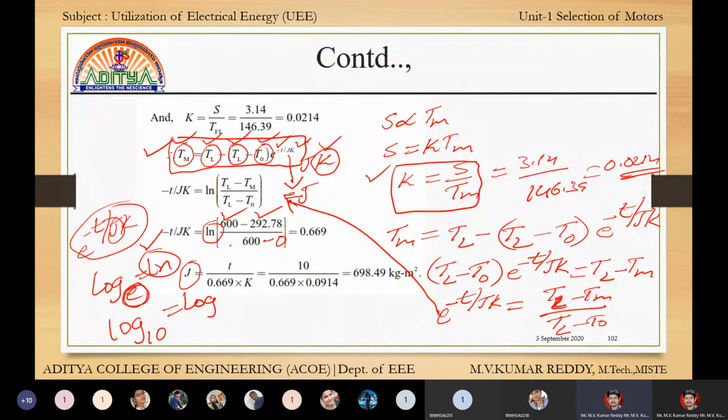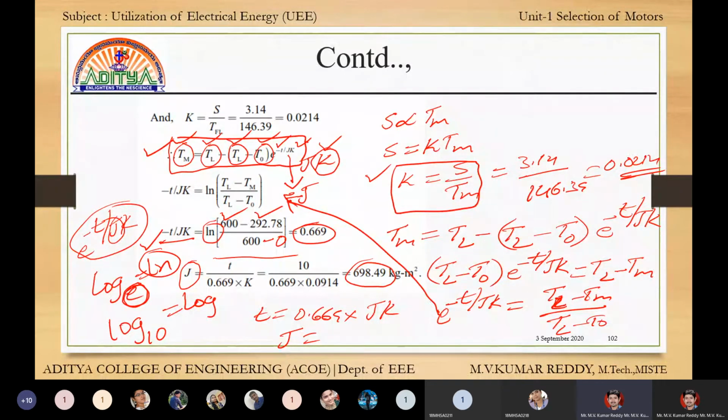Now ln of this value is 0.669. Now minus t by jk is equal to 0.669. Now we have to find the value of t. T is equal to 0.669 into jk. Now find the value of j. J value is 698.49.